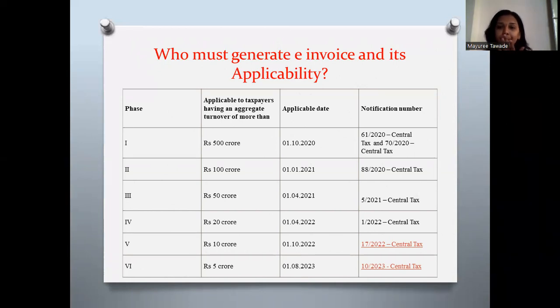So all the businesses having turnover more than these limits have to generate the e-invoice on the IRP portal.